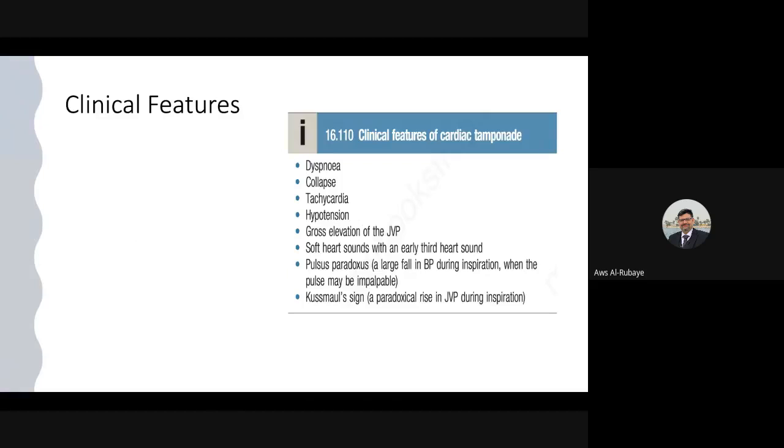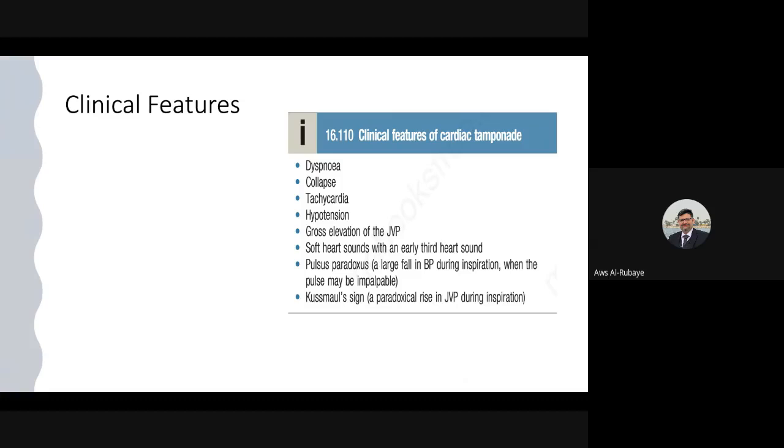Clinical features of cardiac tamponade: dyspnea, collapse, tachycardia, hypotension, gross elevation of JVP, soft heart sound with an early third heart sound, pulsus paradoxus, a large fall in the blood pressure during inspiration when the pulse may be impalpable. عادة احنا during inspiration there is a fall, a physiological fall in the blood pressure. In cardiac tamponade, this normal physiology is aggravated, causing the phenomenon of pulsus paradoxus.